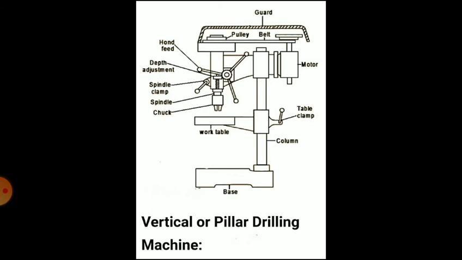It consists of a round column mounted on a base, an arm, and a round table assembly and drill head assembly. So you can see there is a base, there is a column, then on the column there is a round table, and at the top there is a head, called the drill head assembly. And at the top there is a driving mechanism. The arm and table have three adjustments for locating workpieces under the spindle.